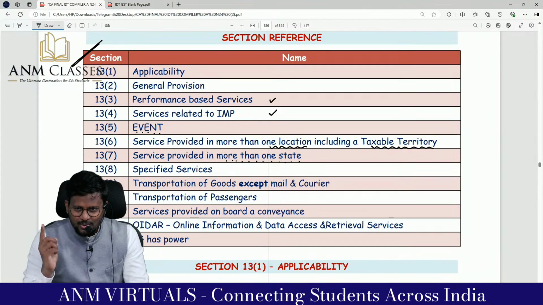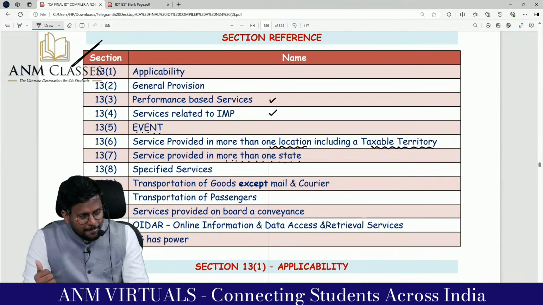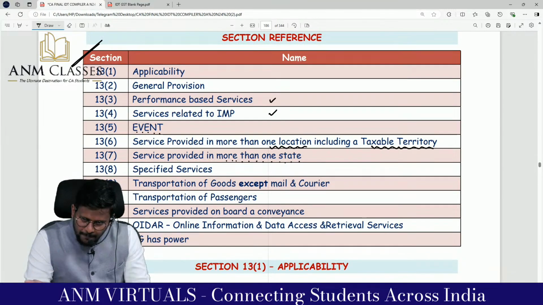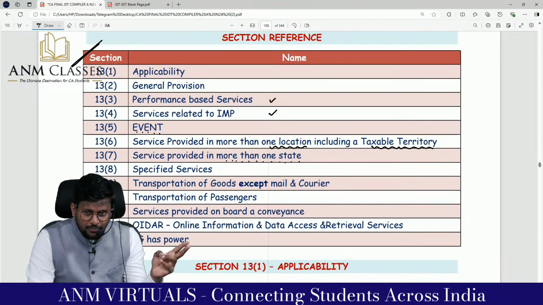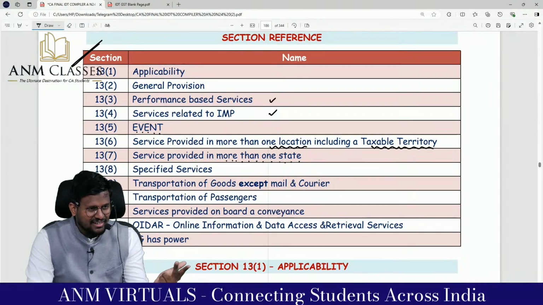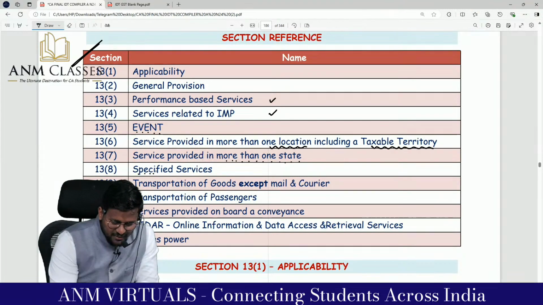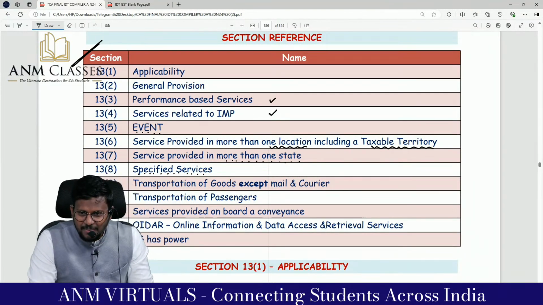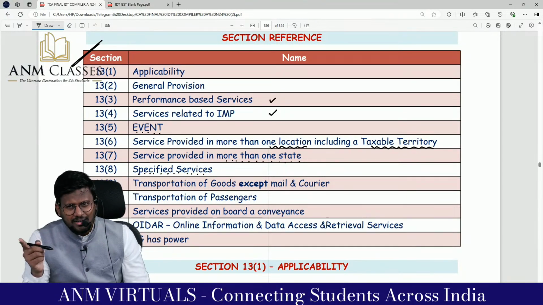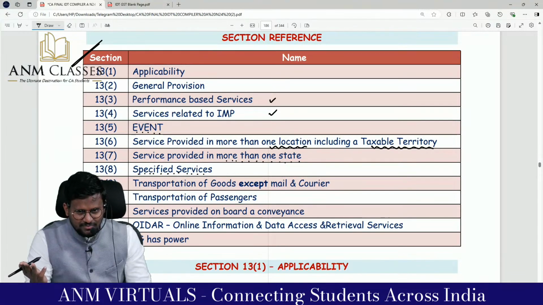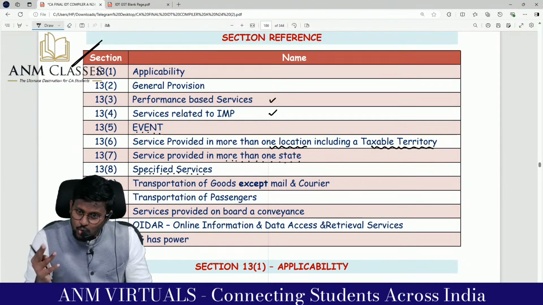12.1 to 12.7, and 13.1, 13.2, 13.3, 13.4, 13.5, 13.6, 13.7. 13.8 is specified services. Then 12.1 through 12.8.